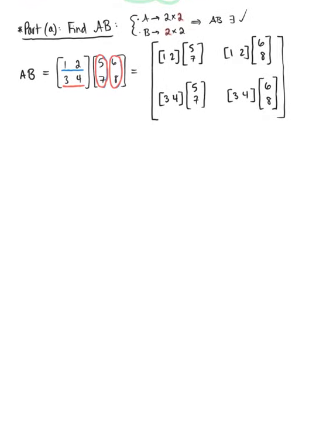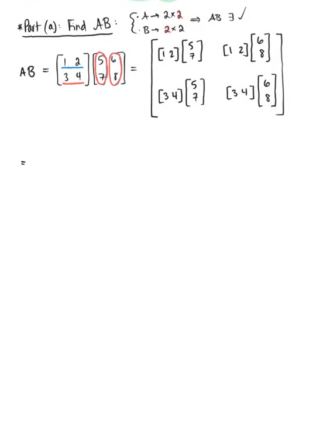And we'll give ourselves plenty of room. So here we go. The first entry, the first row, first column of AB will be 1 times 5 plus 2 times 7. Now the entry in the first row, second column, will be 1 times 6 plus 2 times 8. Moving to the second row, the entry in the second row, first column, will be 3 times 5 plus 4 times 7. And last but not least, the entry in the second row, second column, will be 3 times 6 plus 4 times 8.